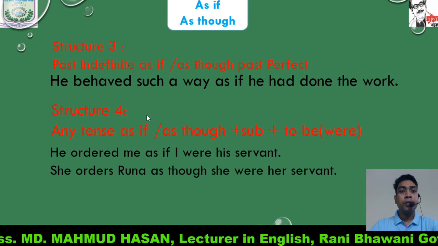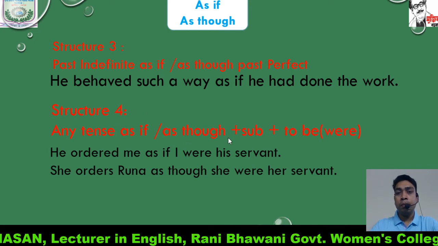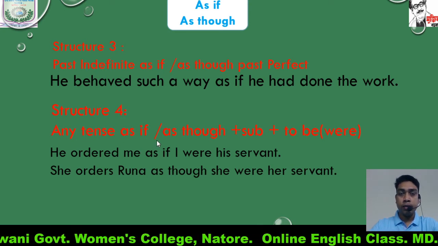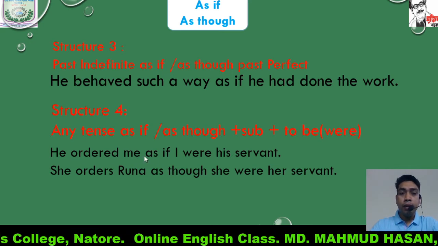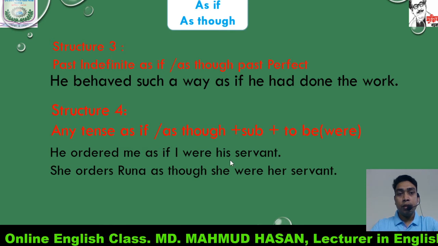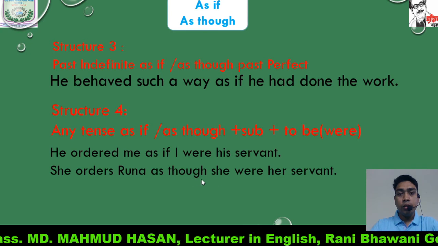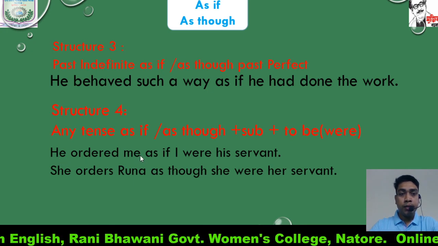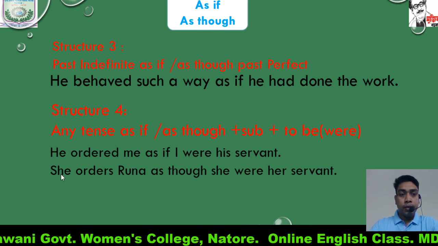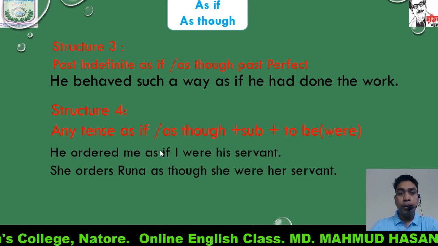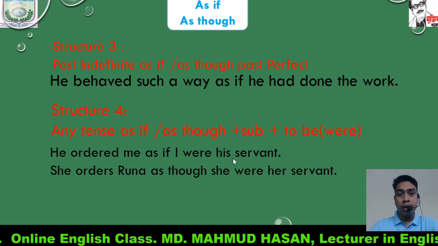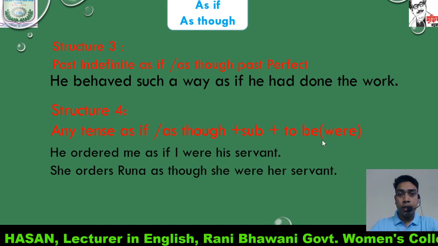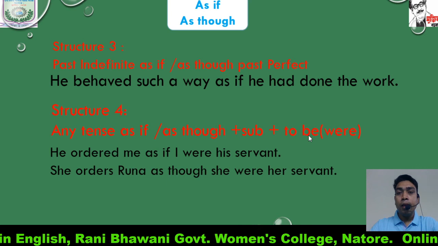Structure number 4: any tense, as if or as though, plus subject, plus to be, and in this case we will use were. He ordered me as if I were his servant. She orders Runa as though she were her servant. In the first example we have used past indefinite, and in the second present indefinite, but in both cases we have used were as the to be verb. In all tenses, if we need a to be verb, we will use were.